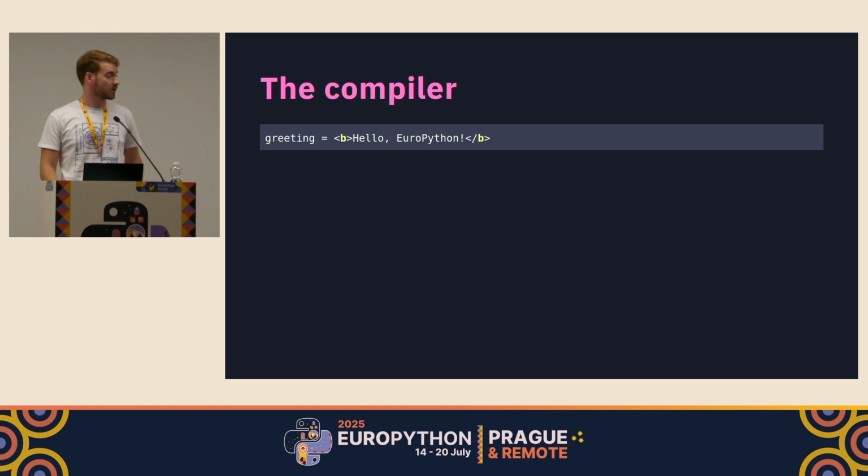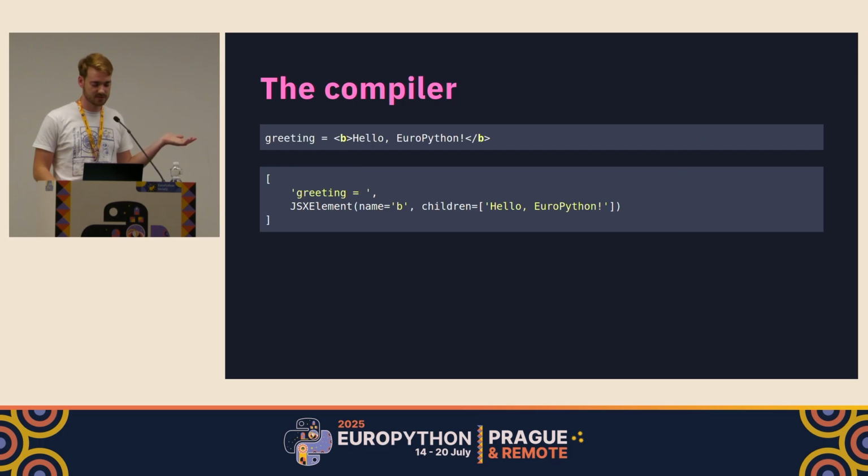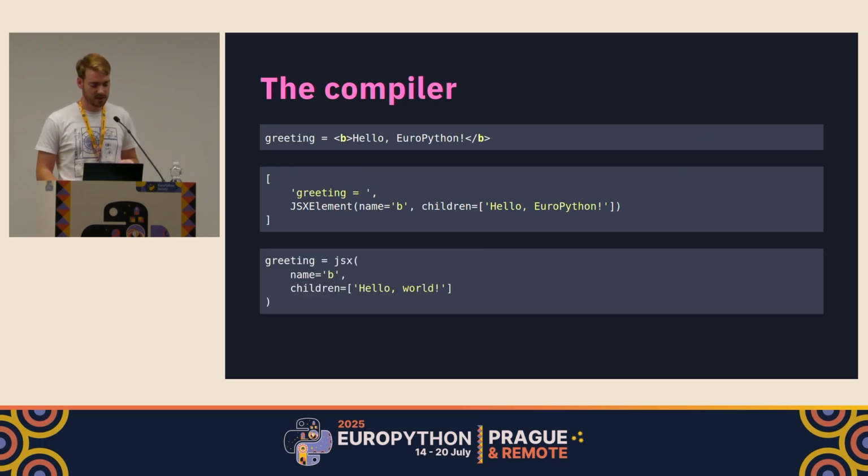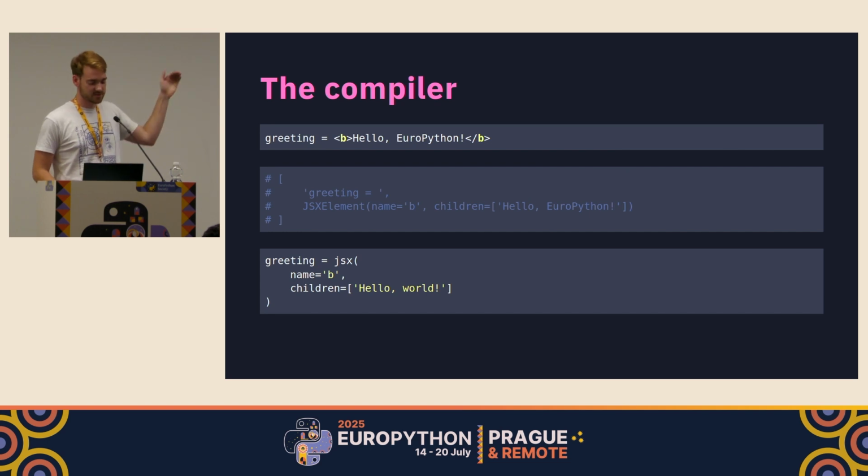And then there is the compiler. So that's the last stage. Again, we have this line of code. This is what the parser gives us. And then the compiler just produces this line at the bottom. So this is just some kind of function call which just passes the arguments to it. And this JSX function is basically responsible for actually constructing the HTML. So what you write as a developer is the first line, and what PyJSX does is just turn that into the thing at the bottom.